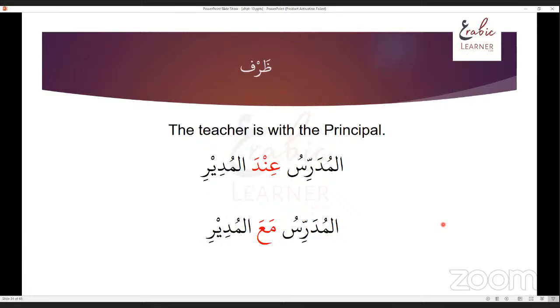Yes, in Urdu, it's easy to know. That's true, sister. But there is pas and sat. Yes, so Sister Sana, you're right. Al Mudarrisu inda al Mudiri means the Mudarris is now physically with the Mudir in his office, let's say. He is now with the Mudir in his office. Now, Al Mudarrisu Ma'al Mudiri.